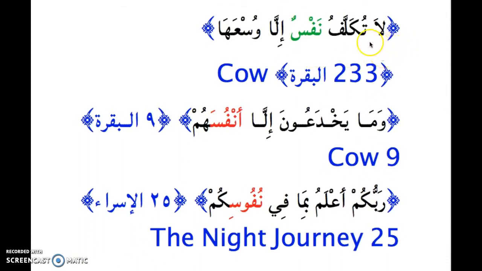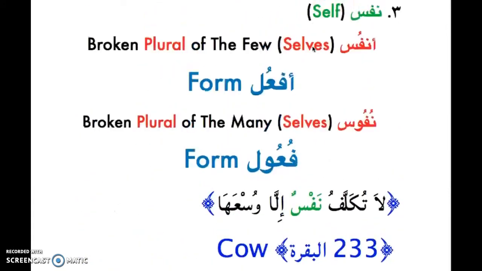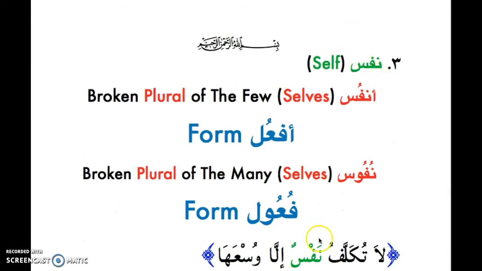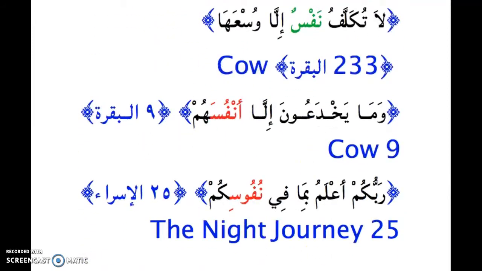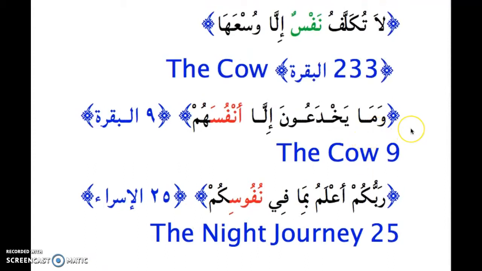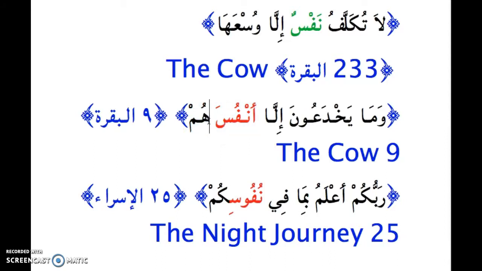And we have three verses right here containing those three words that we just mentioned. لا تكلف نفس إلا وسعها. Nafs here, self, in the singular form. And continuing with the second one, وما يخدعون إلا أنفسهم. This is selves. It's actually themselves because of the pronoun here.